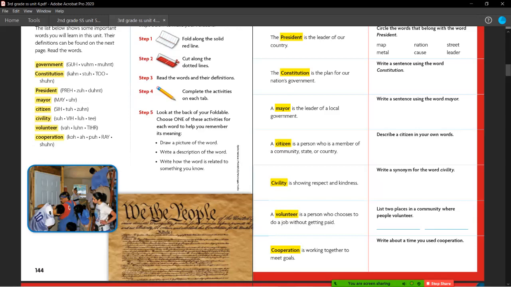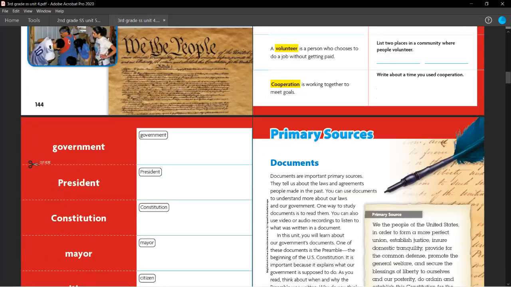Next, we have cooperation. Cooperation is working together to meet a goal. Write about a time you used cooperation. So think about any time you worked with a group of people to get something done. You can write about it in that section.